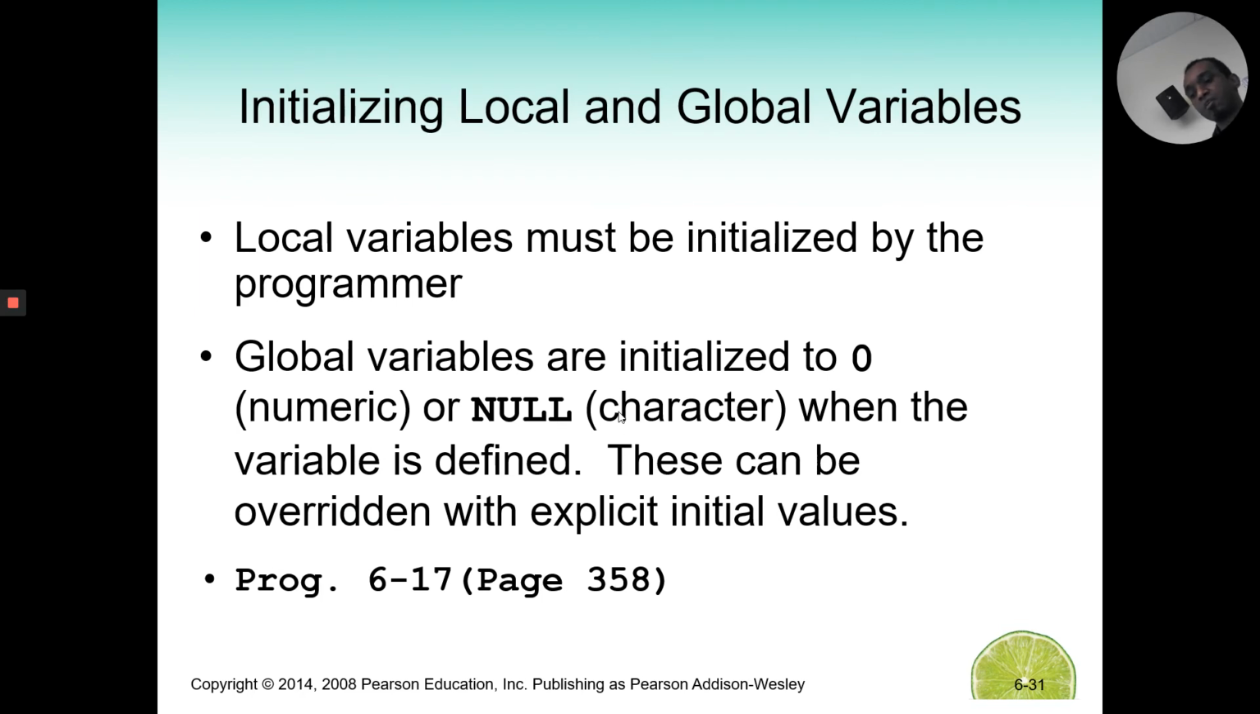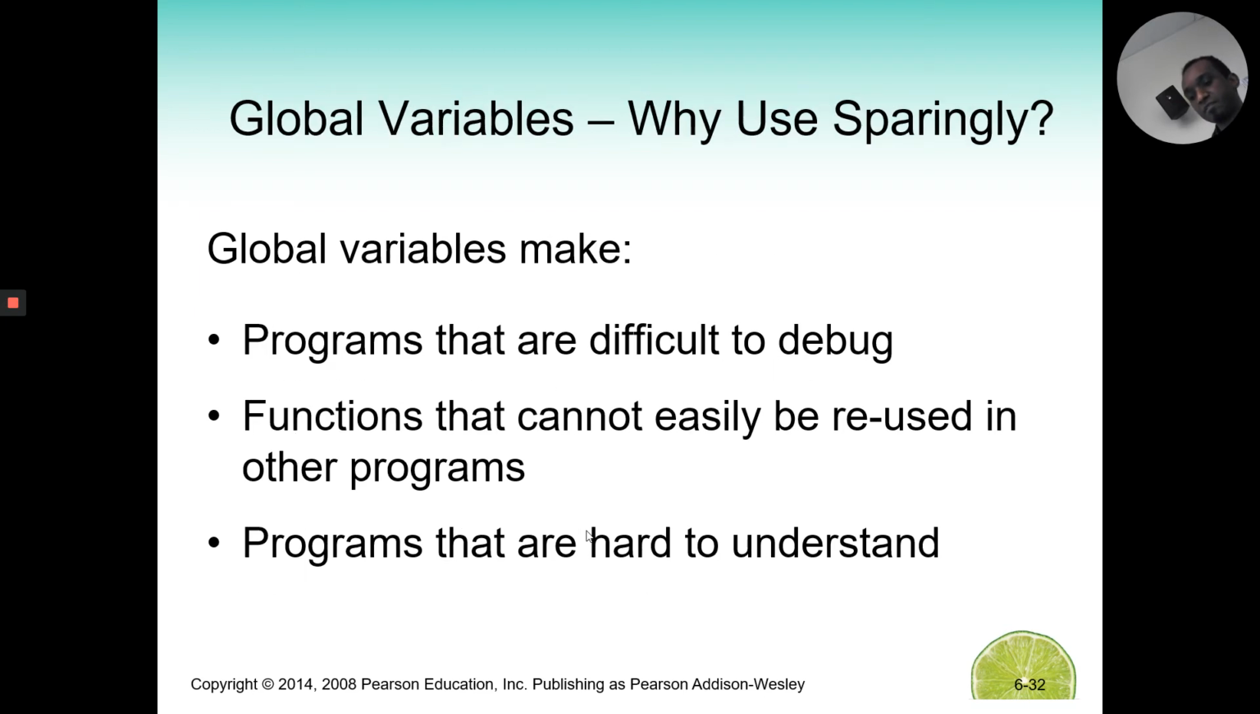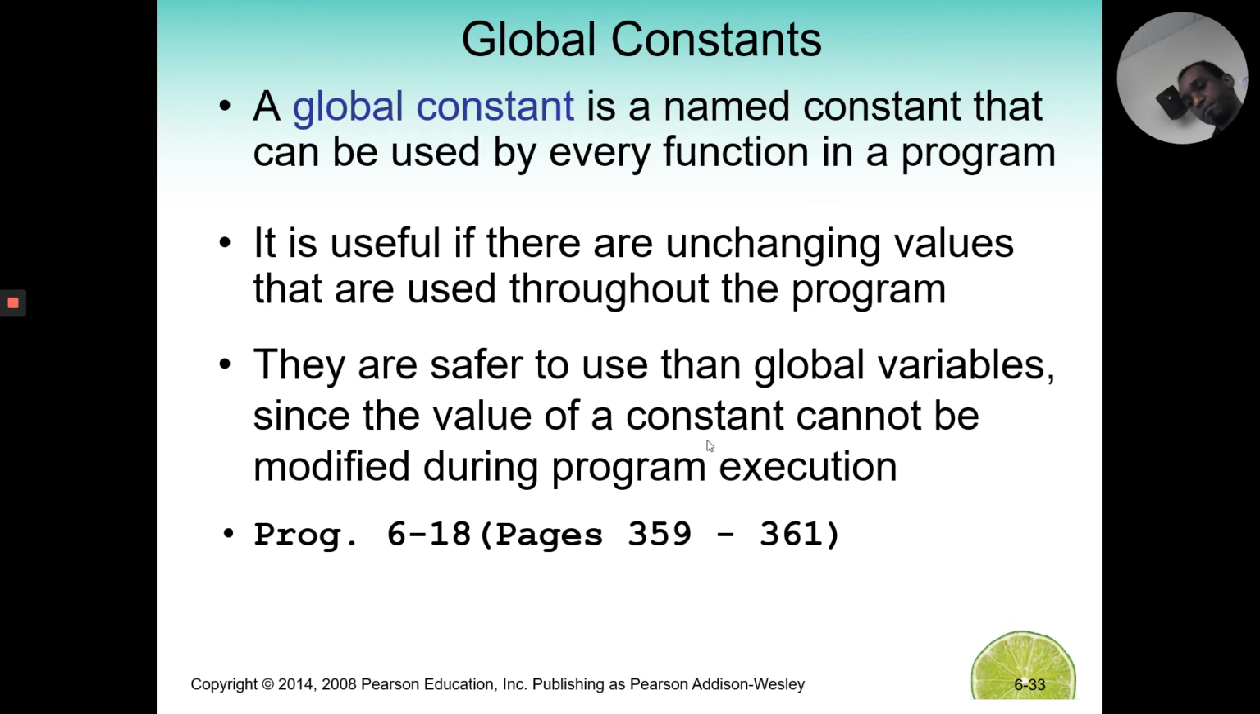So initializing it, local variables must be initialized by the programmer. Global variables are initialized to 0 or null when the variable is defined, so these can be overwritten with explicit initial values. So global variables make programs difficult to debug, functions that cannot be easily reused, and other programs that are hard to understand.